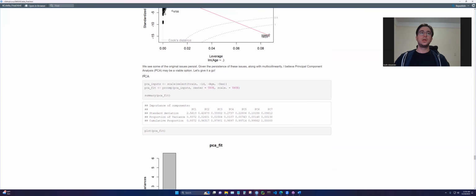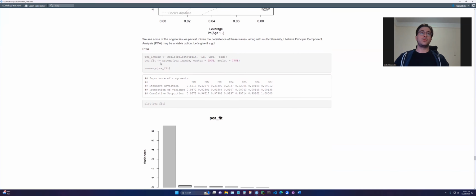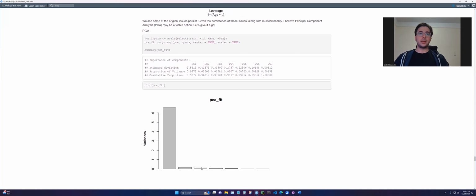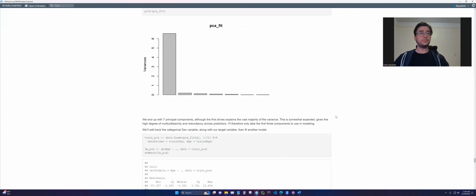for the final model to fit a principal component analysis to transform all of our predictor variables into this PCA space. So in the initial fit, we can see that the drop off in terms of explaining variance with PCA drops off really quickly. I chose the first three components. That gives us about 98% of the variance, which should explain a lot of what's happening in our target variable.